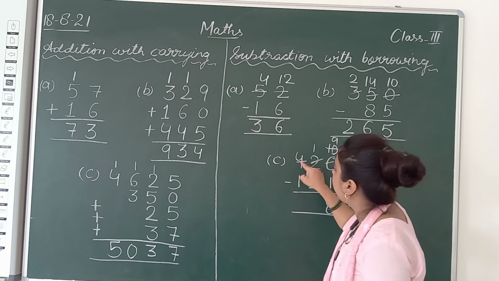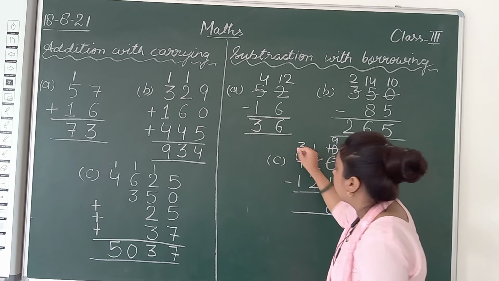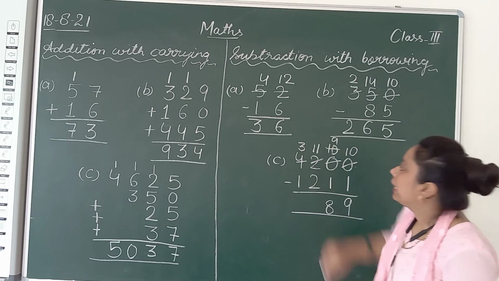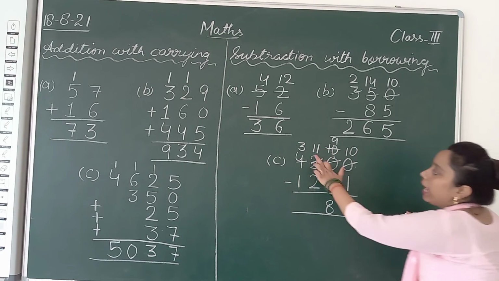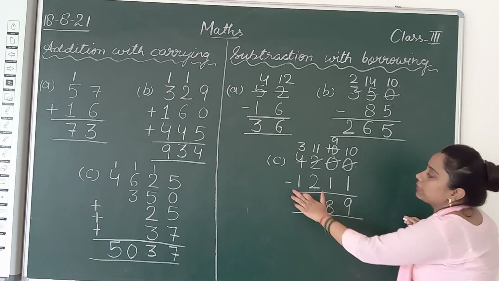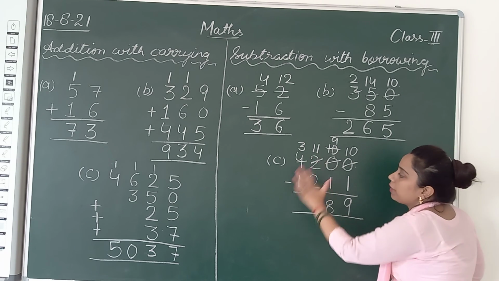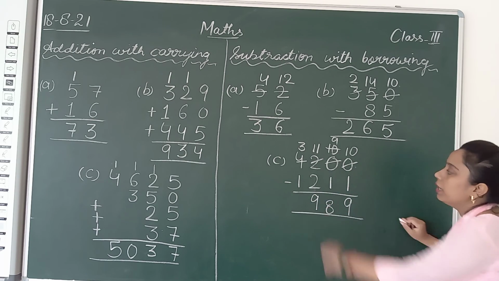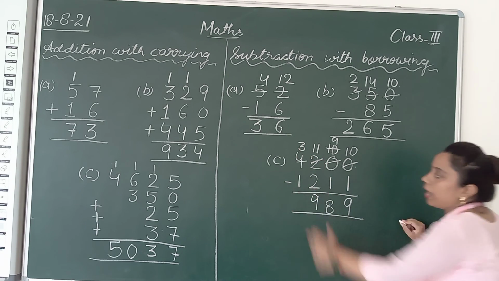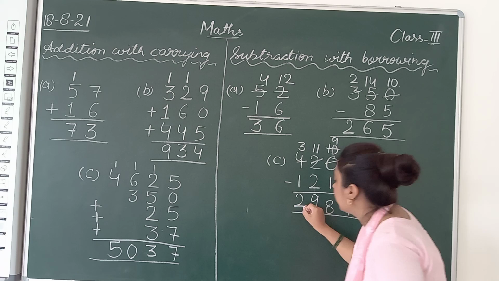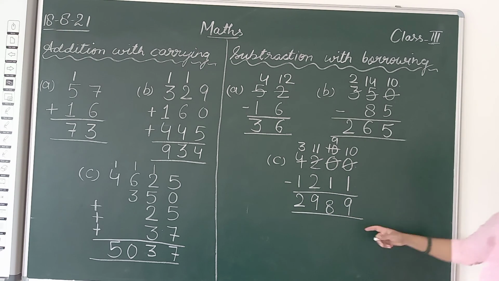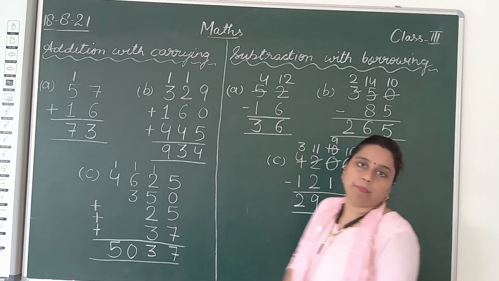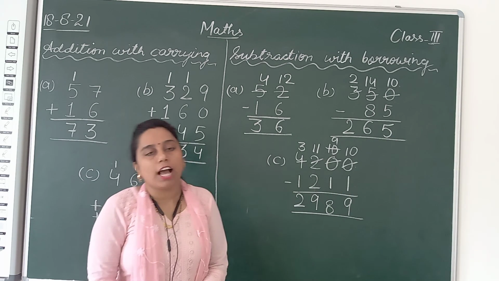So this 4 will give its 1 value here and become 3. And this 1 will become 11. This 1 has now become 11. Now we can subtract easily. So 11 minus 2, 9. And now 3 minus 1. 1 when subtracted from 3 gives you 2. So the difference is 2989.